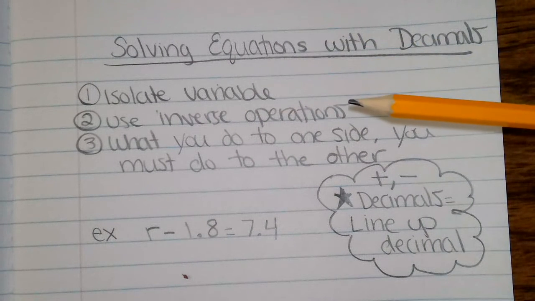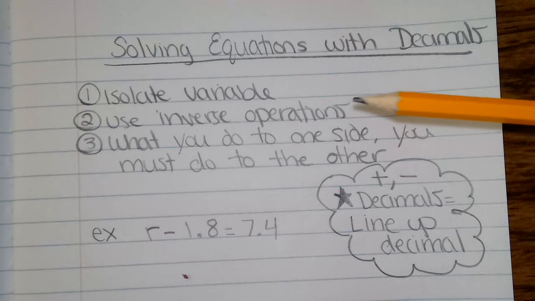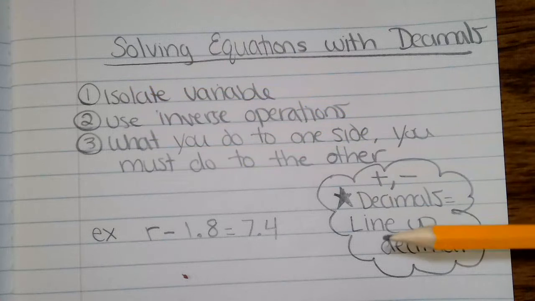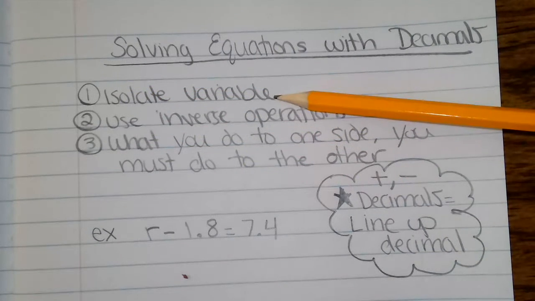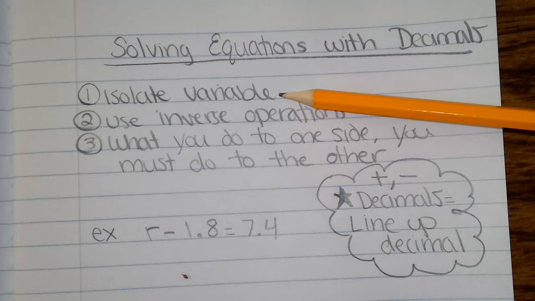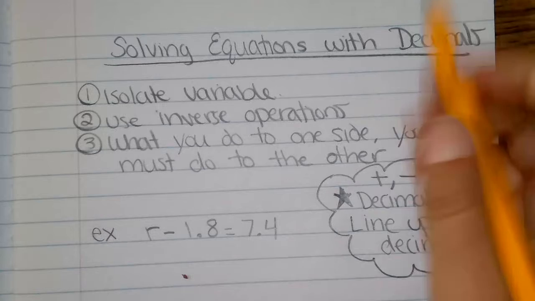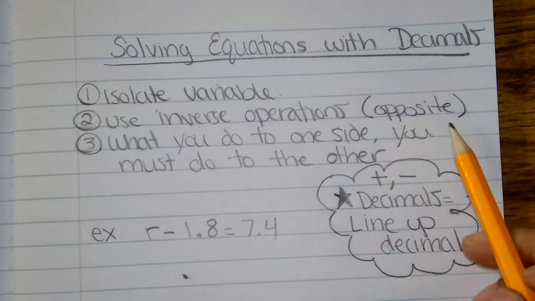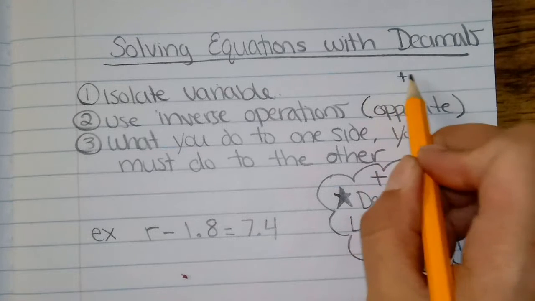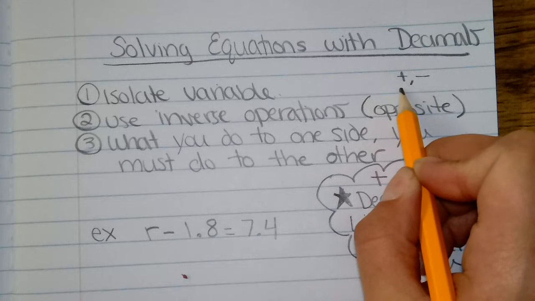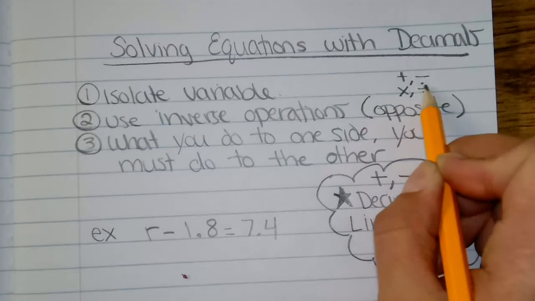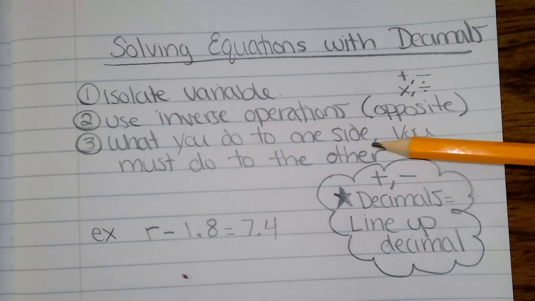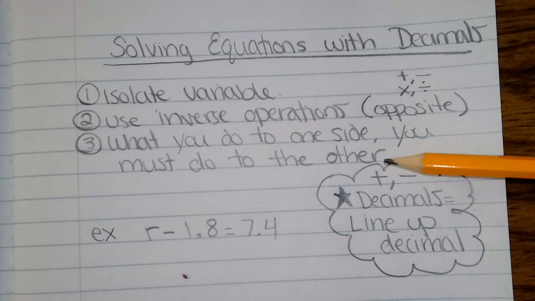Just like when we learned about solving addition and subtraction equations and multiplication and division equations, it is the same 3 steps that we want to focus on. We want to isolate our variable, get our variable all by itself. We want to use the inverse operations. Okay, that means opposite. So if it's addition, you want to use subtraction. If it is multiplication, you want to use division. Those are the inverse operations. And then what you do to one side of the equation, you must do to the other side.